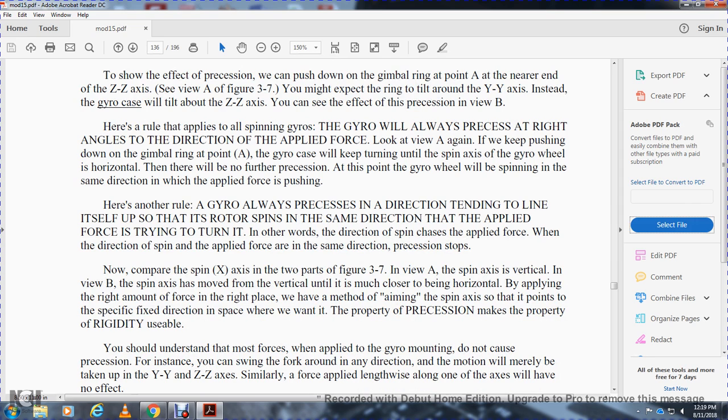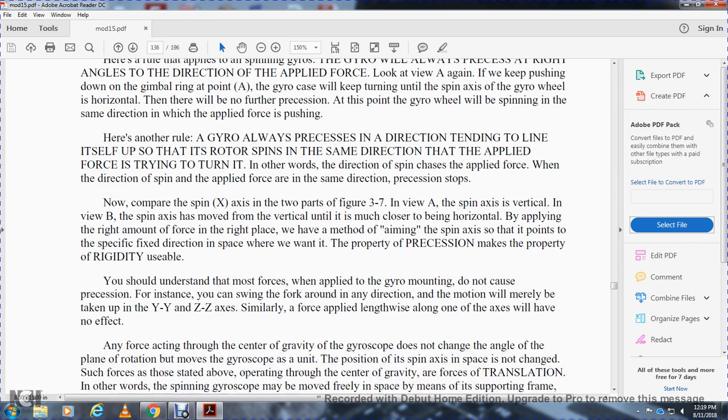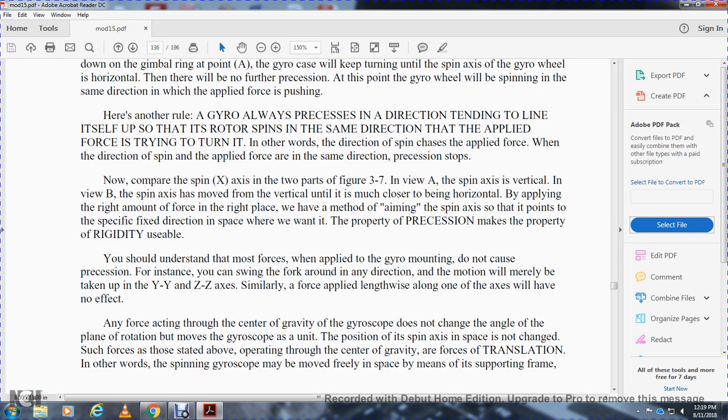The gyro always precesses in the direction of the tangent line, so the rotor spin aligns with the applied force. In other words, the direction of the spin shifts to the direction of the applied force, and when the spin direction and the applied force are in the same direction, precession stops. Now compare the spin axis in the two parts of figure 3-7: in view A the spin axis is vertical, while in view B the spin axis has moved much closer to horizontal, with the right amount of force applied at the right place.